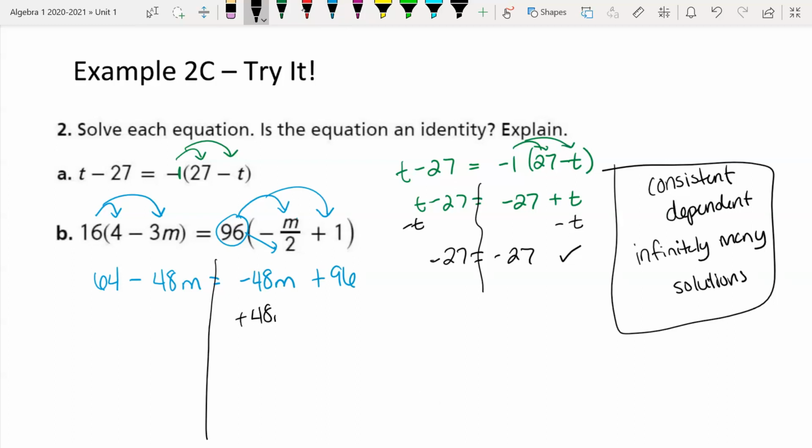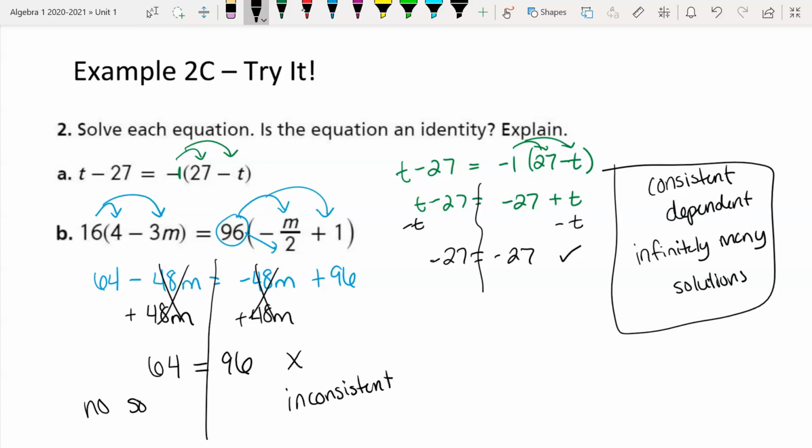So when I add my 48m over, these cancel. I get 64 equals 96. Well, is that true? No. So it's going to be inconsistent. And what should your answer be? It should be no solution.